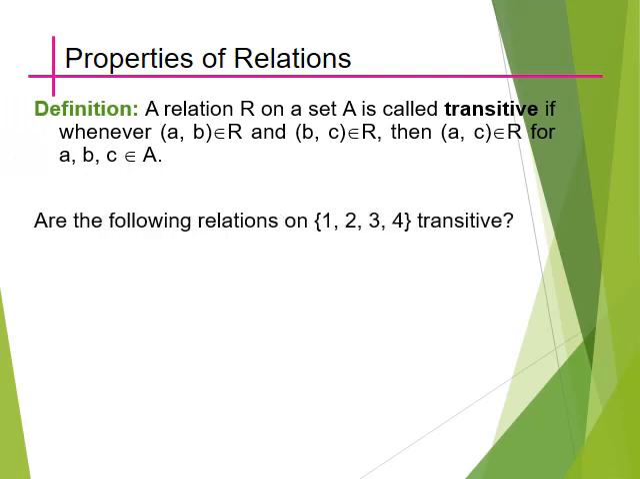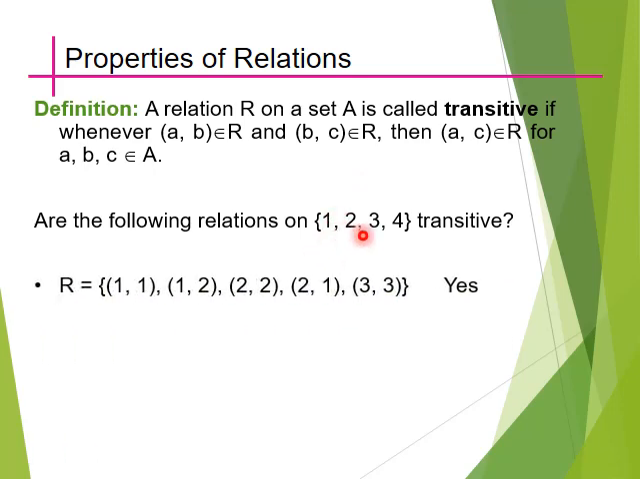A relation is a transitive relation whenever (A,B) belongs to R and (B,C) belongs to R, then (A,C) belongs to R, for A, B, C belonging to A. And let's take A as {1, 2, 3, 4}, and the relation R as (1,1), (1,2), (2,2), (2,1) and (3,3). Is this a transitive relation?